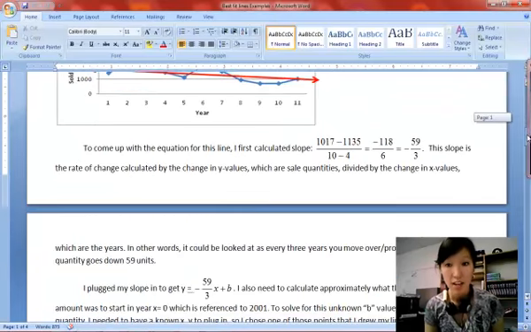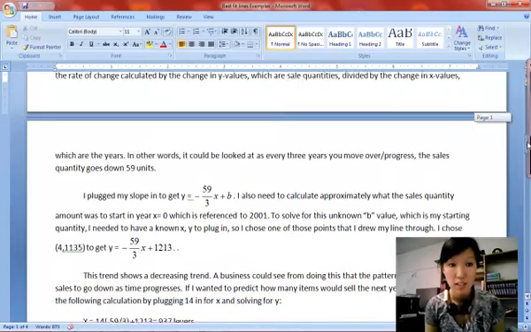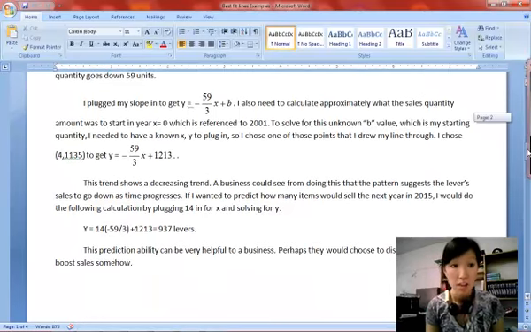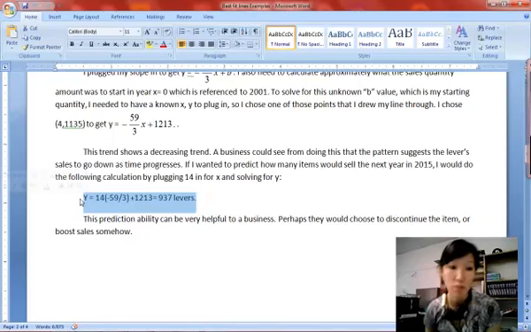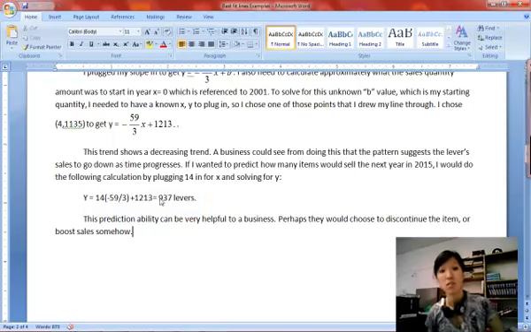And then I calculated the slope of it, and I analyzed what it meant. Then I plugged a point in to figure out the b. And so now I can come up with the equation for a line that I could use and plug in, let's say, the year 2015, which would have been x equals 14. So you can see I plugged that in. And I calculated that in the year 2015 they would be selling 937 if they continued on the pattern that they were at. So prepare to do something like that. I will see you tomorrow.